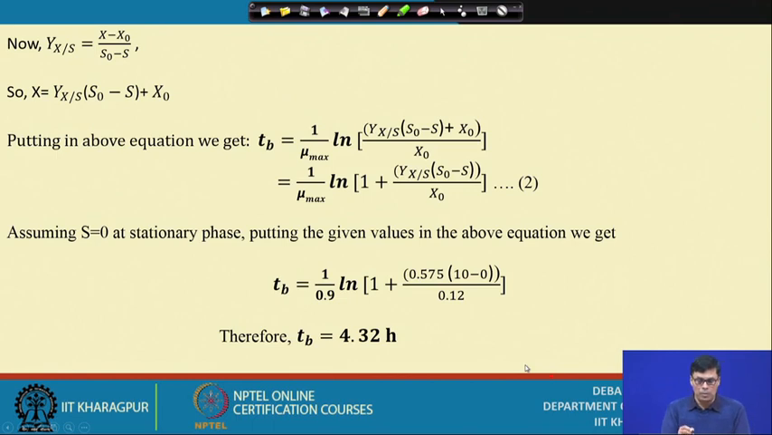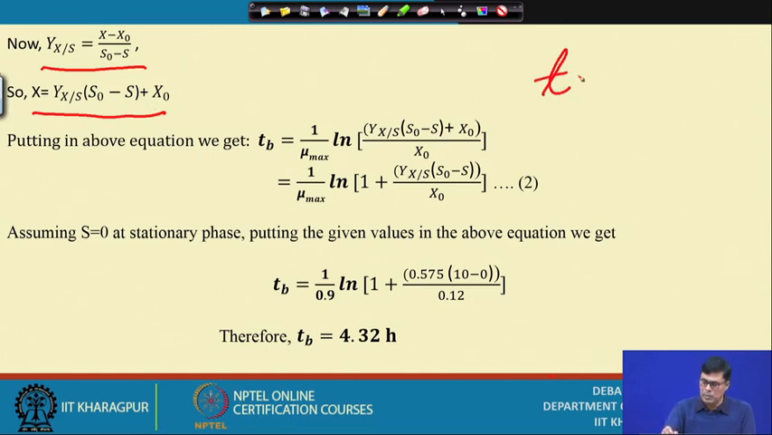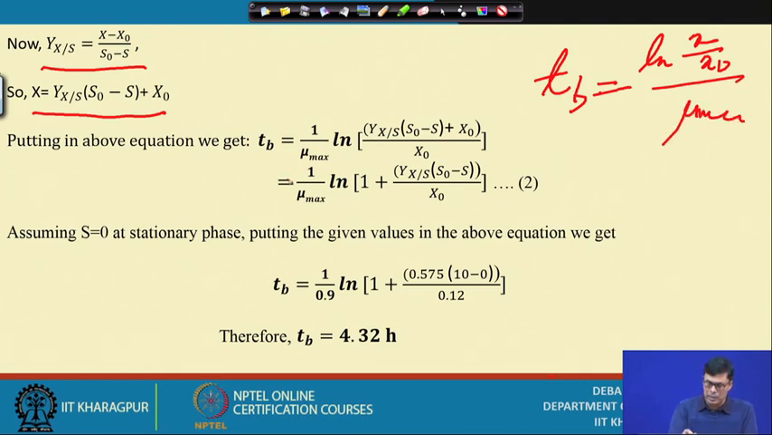Now, once you have this, we know that the yield coefficient is Y x by s equal to x minus x 0 by s 0 minus s. The x will be equal to what? This Y x by s times s 0 minus s. So, what was our previous equation? Tb equal to ln x by x 0 divided by mu max. Am I right? So, here 1 by mu max I can take it out. Now, x will be equal to this, so I can put this value here, and this is the x 0.